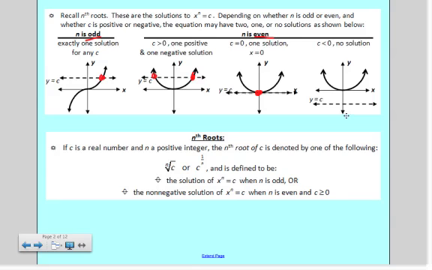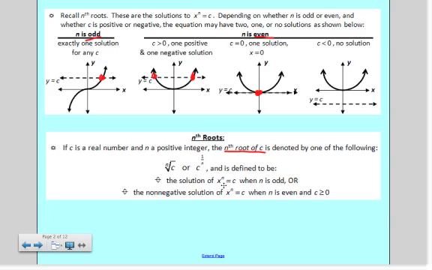So if c is a real number and n is a positive integer, then we can talk about the nth root of c. It's denoted by one of the following: the nth root of c, or c to the 1 over n. You actually already know this, but we're going to take this concept to a higher level, because in this chapter we look at exponents in a different way.